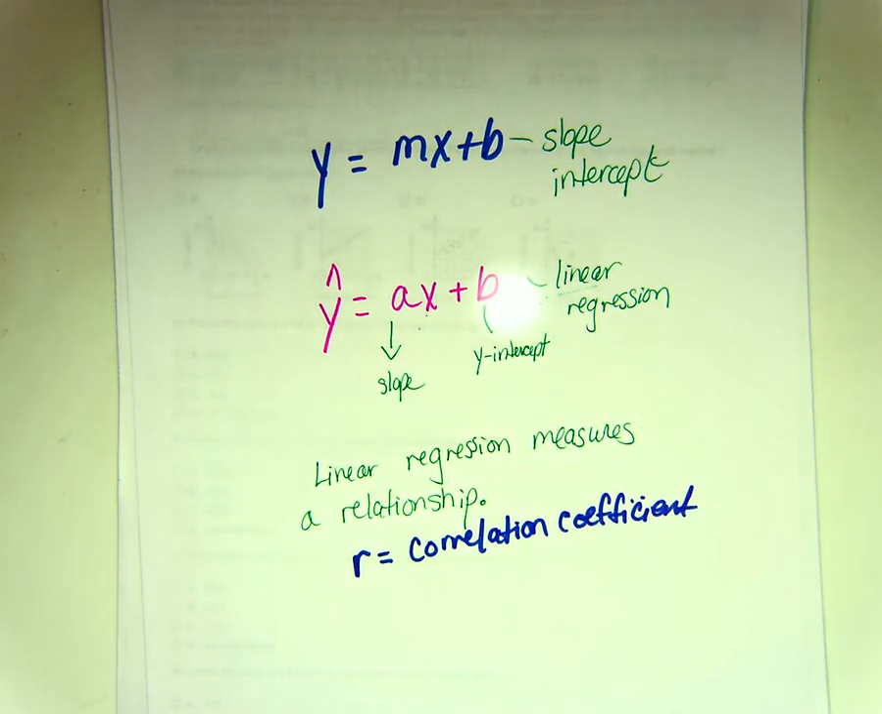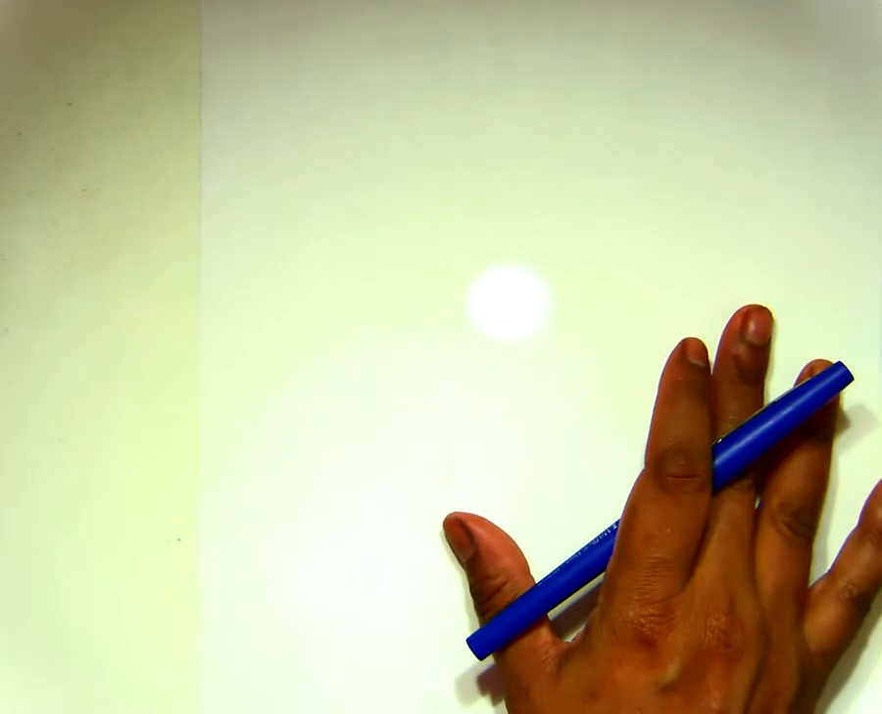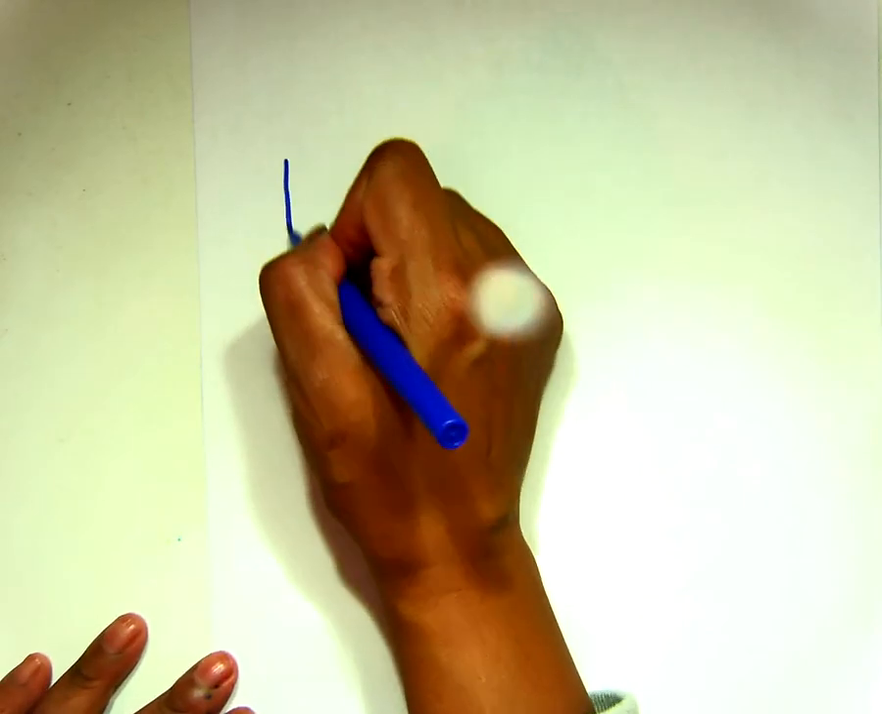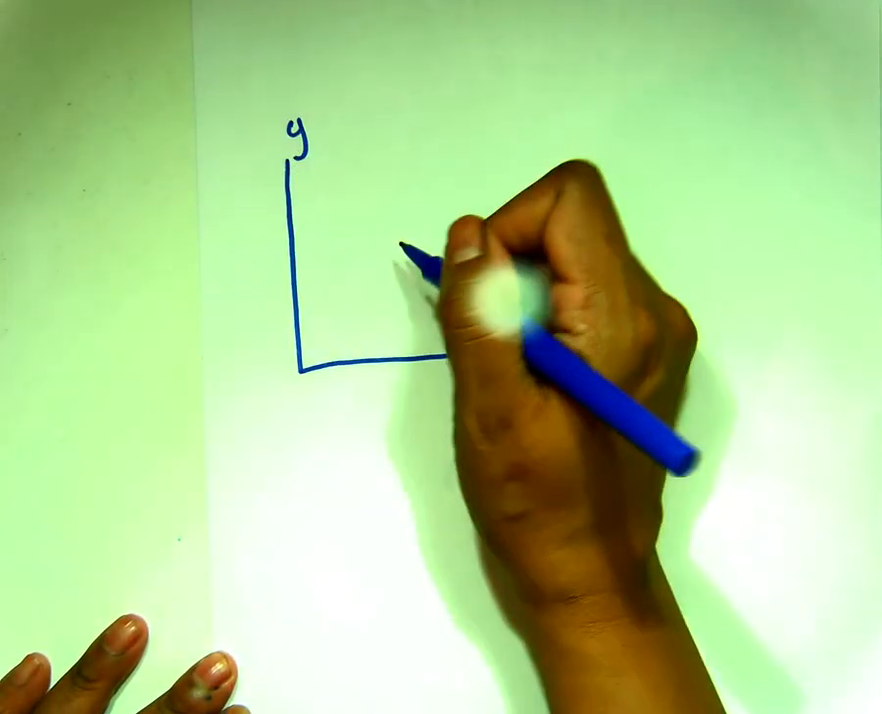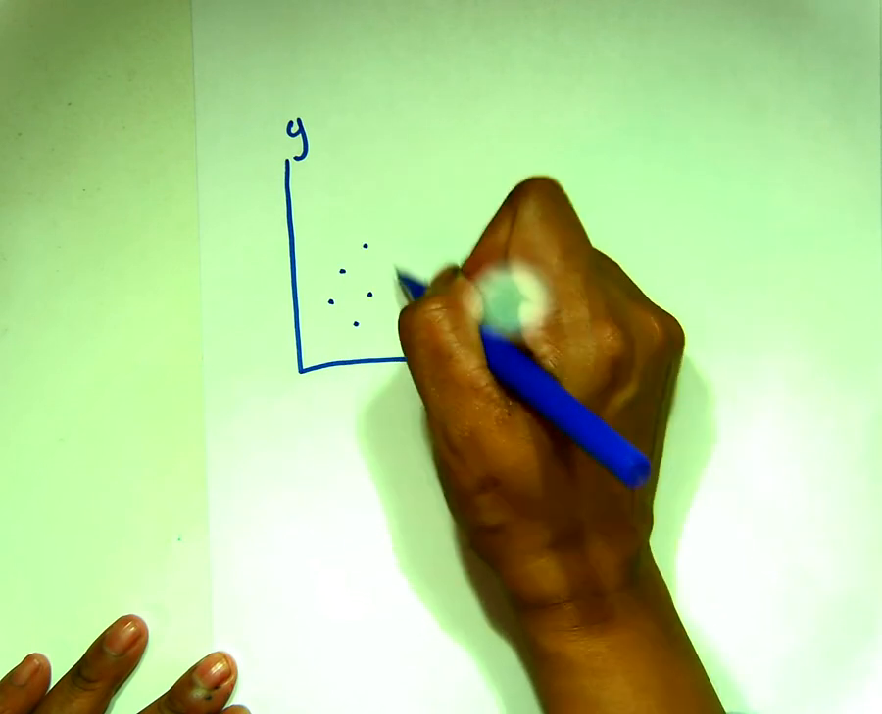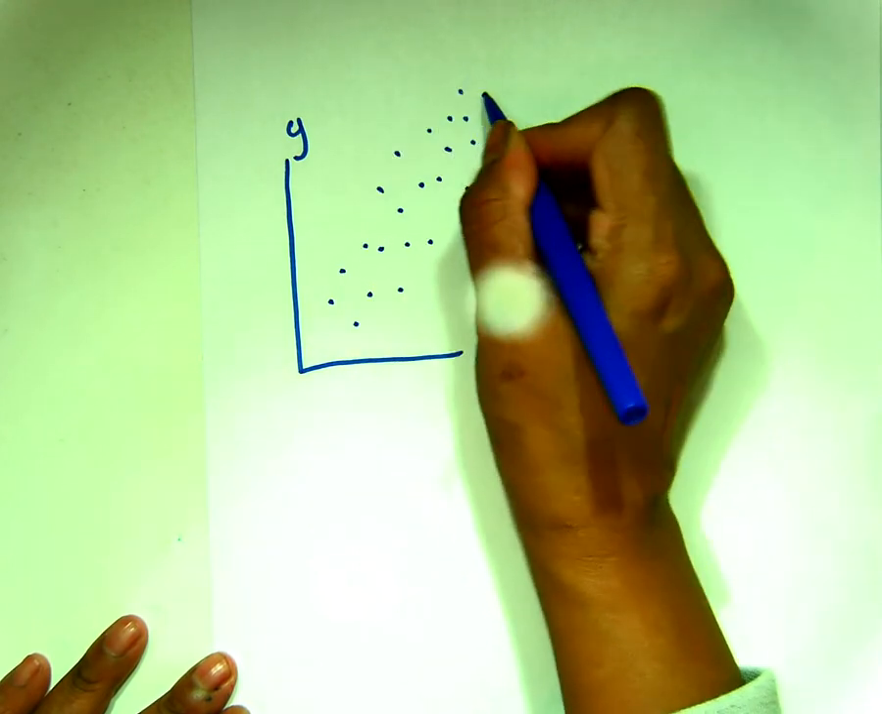So what we're focusing on is the measure of the relationship between X and Y. Let me show you what I'm talking about. So linear regression itself. Once again, we know we're measuring between the X-axis and Y-axis. Well, here's a bunch of data points. They're just all over the place. But notice something about them.